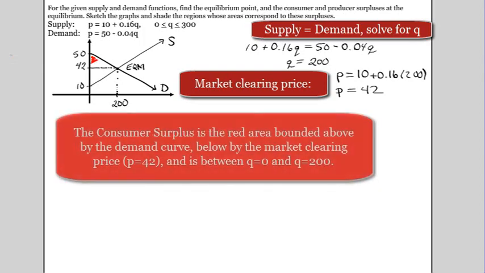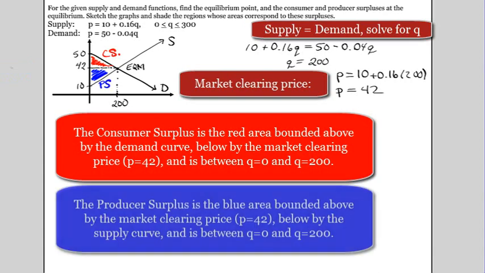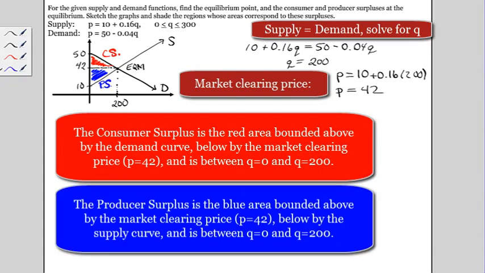To find the consumer surplus, we need to compute the area of the region that's shaded red. This region is bounded by the demand function and the line P equals 42. The producer surplus, the blue area, is bounded by the line P equals 42 and the supply curve. So first we'll compute the consumer surplus.